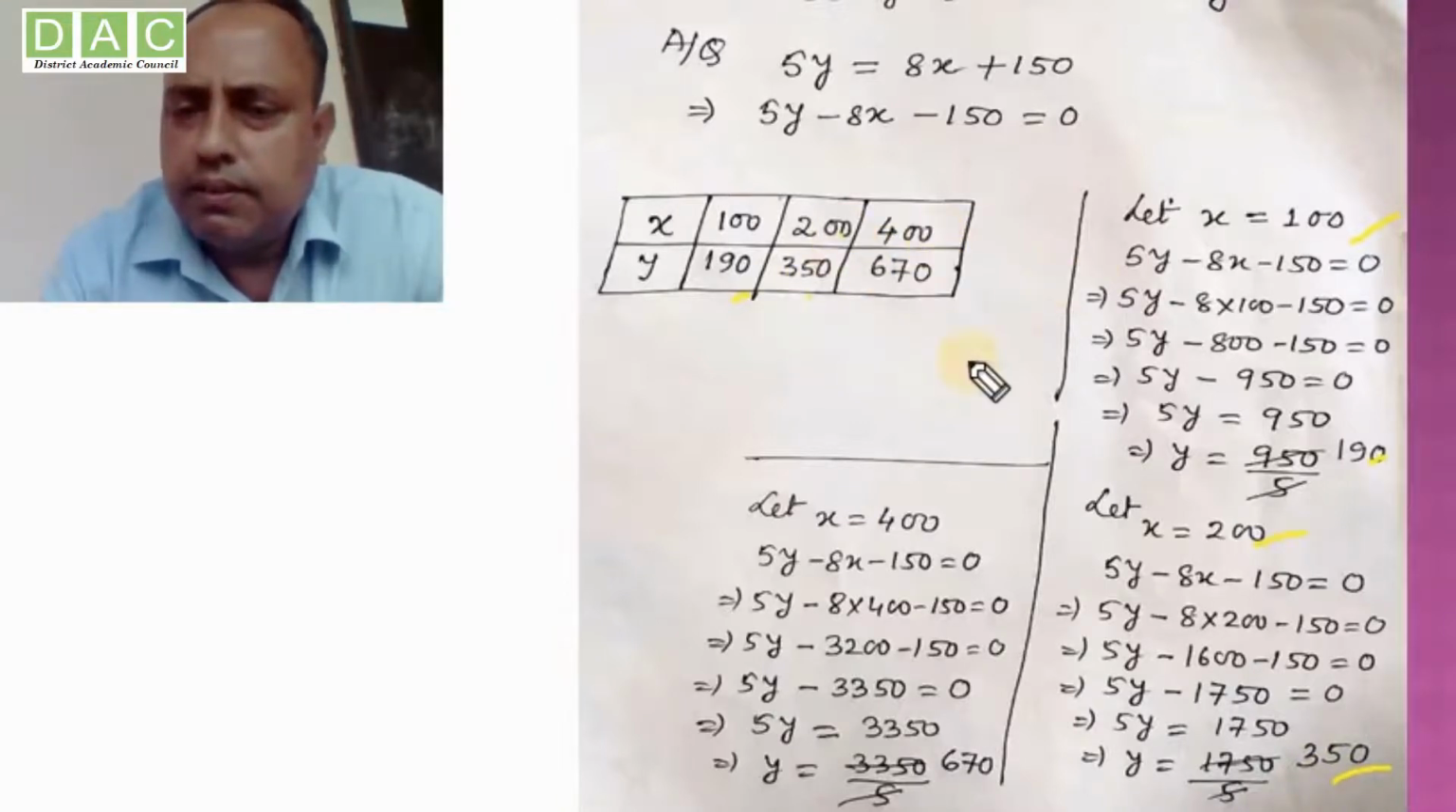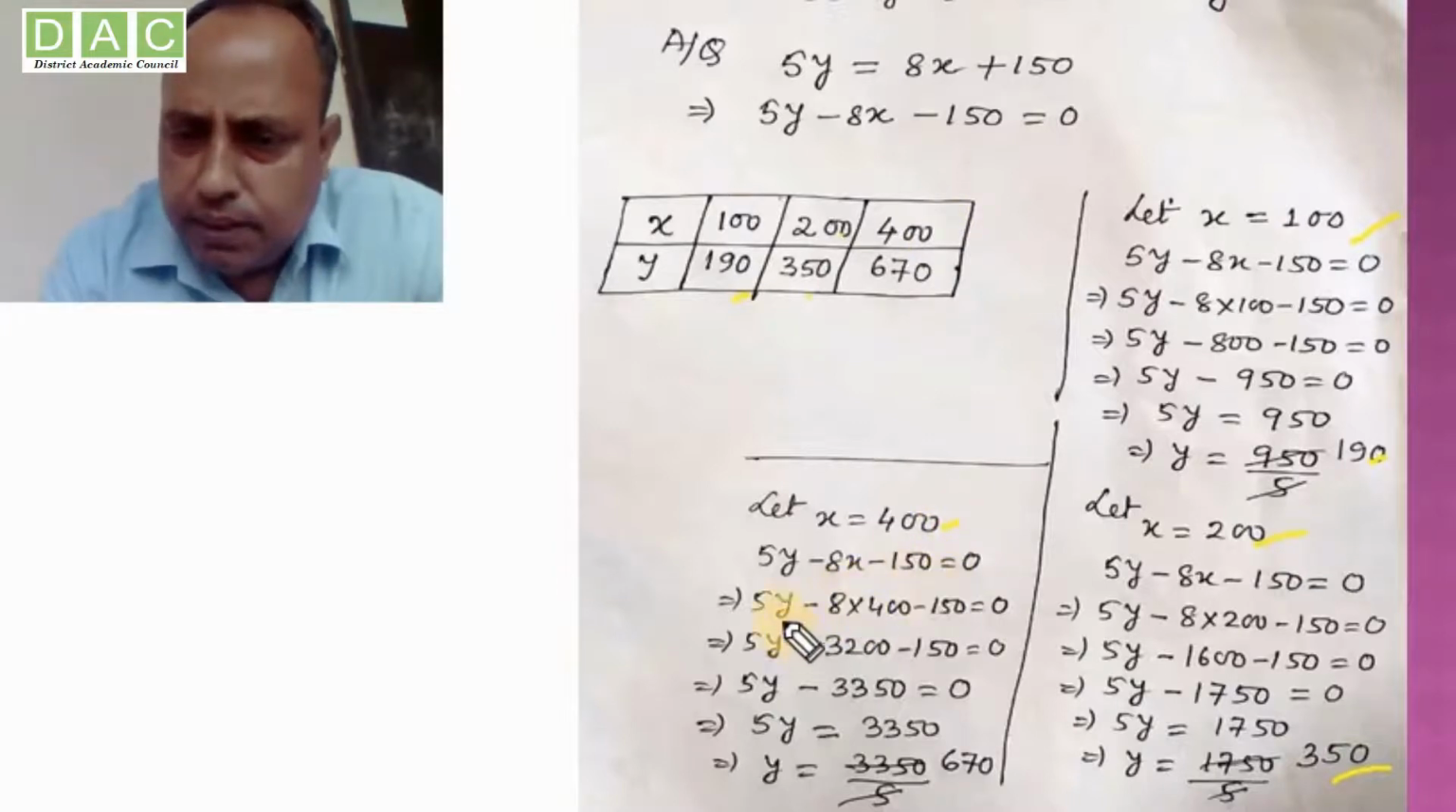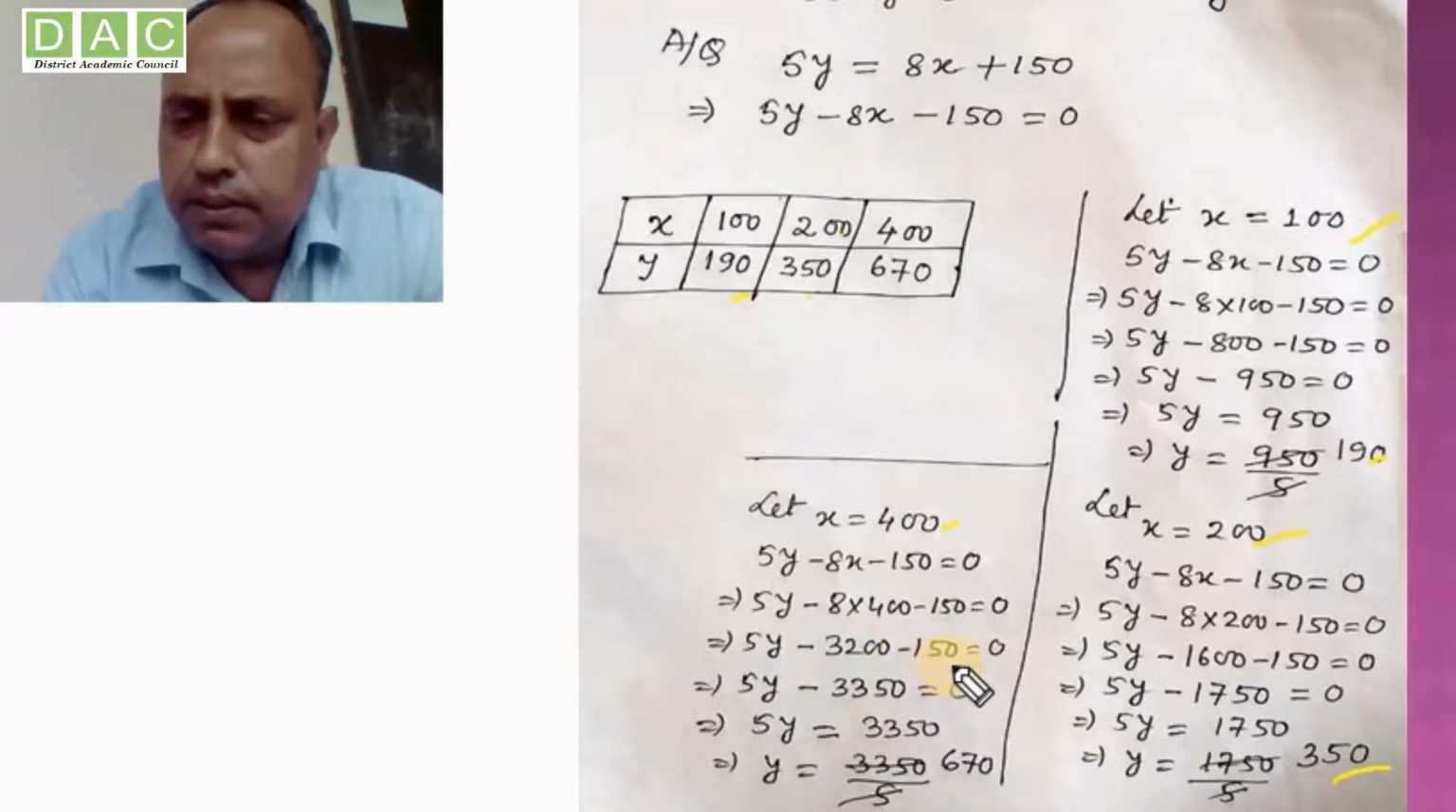Next, if x equals 400, then in the same equation, 5y minus 8 into 400 minus 150 equals 0. 8 into 400 is 3200, minus 150 equals 0. So 5y minus 3350 equals 0. 5y equals 3350, and y equals 3350 divided by 5, which is 670. So another point we got here. Now from this table we will plot the graph.